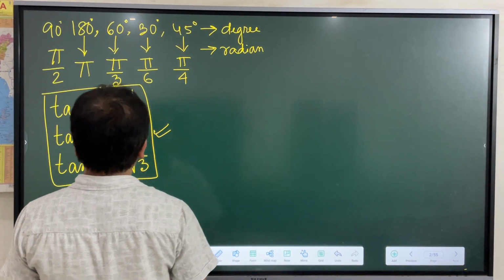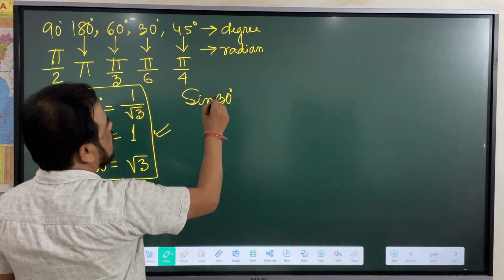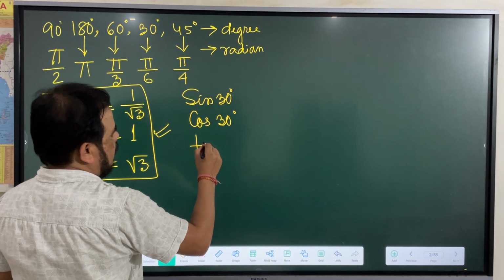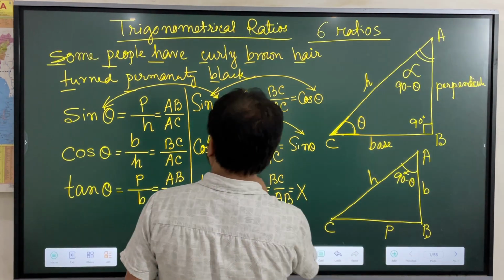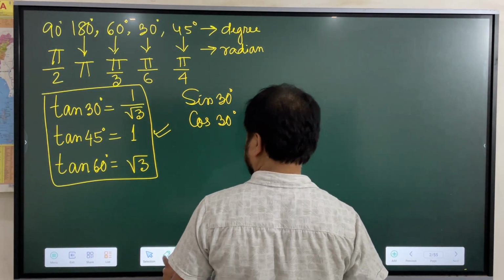Now, sin 30 degree, cos 30 degree, and tan of course is not needed. Tan is already shown. Tan already found.